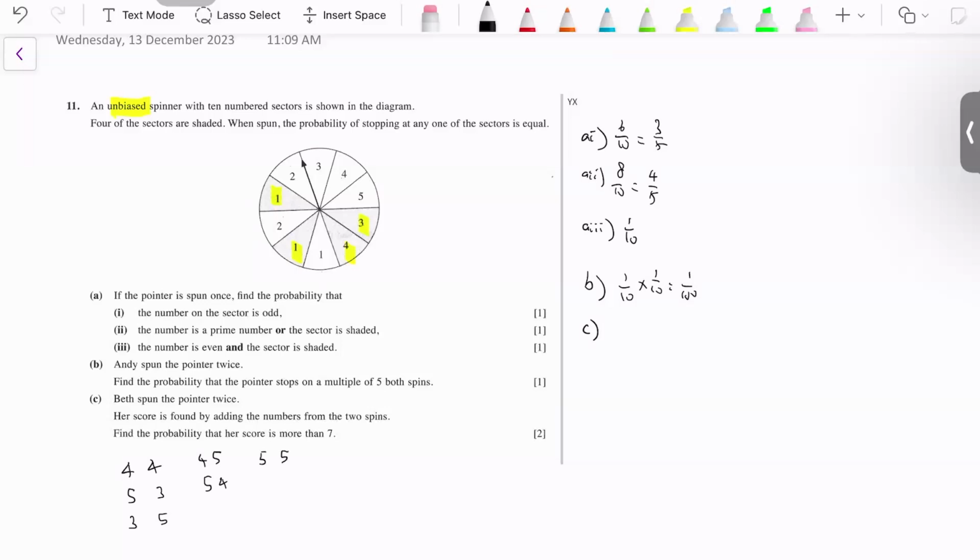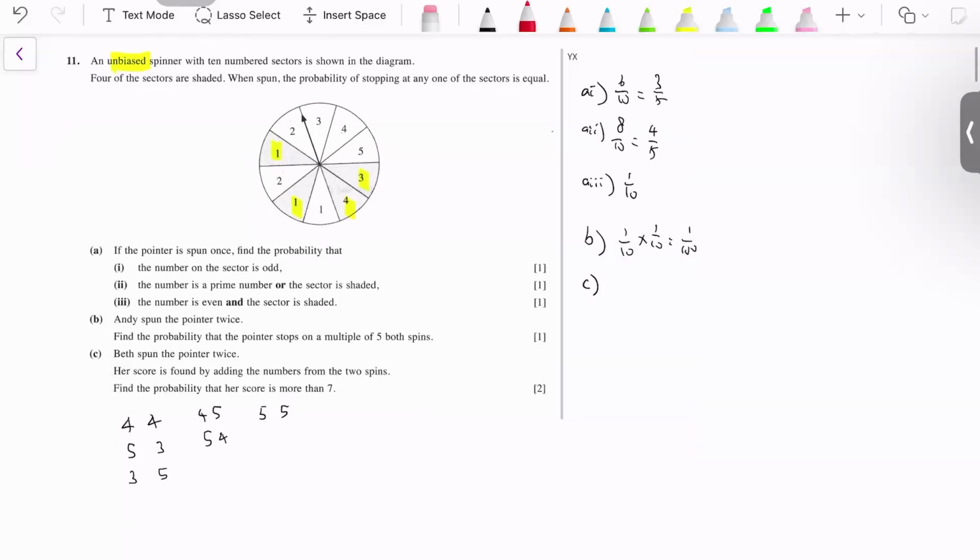In this case, you just need to find the probability where it lands on 3, 4, and 5. The probability that it lands on 3 is 2 out of 10, which is 1/5. The probability that it lands on 4 is also 2 out of 10, which is 1/5. And the probability that it lands on 5 is 1/10. Then we find the probability of each combination and add them together, and that will give us our answer.